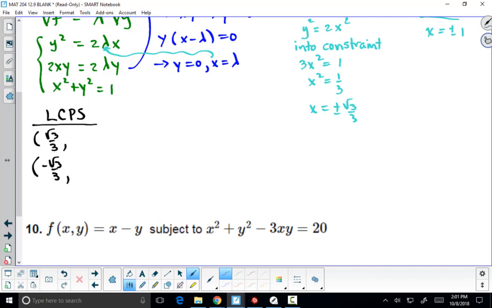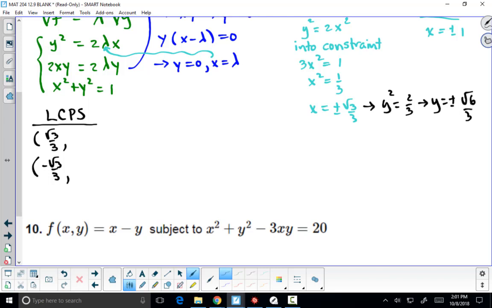So to find the corresponding y's, we know that x squared is 1/3. So we're going to subtract that over. So y squared is going to be 2/3. So that tells us that y is going to be plus or minus the square root of that. So it looks like the square root of 6 over 3.